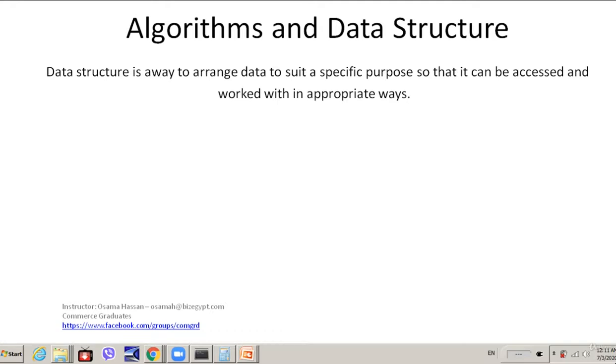Data structure is a way to arrange data to suit a specific purpose so that it can be accessed and worked with in appropriate ways. So data structure is the way we store data inside storage, hard disks, or any other computer storage so that it can be easily found and retrieved.